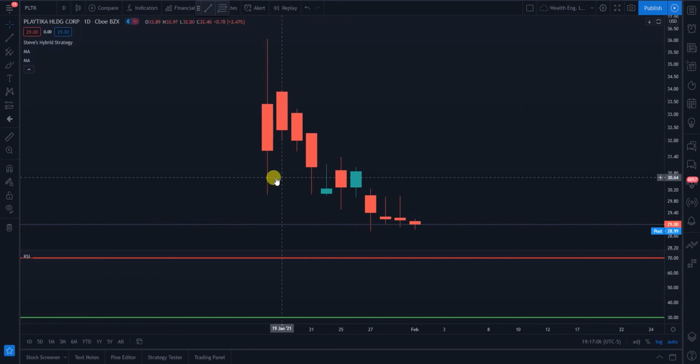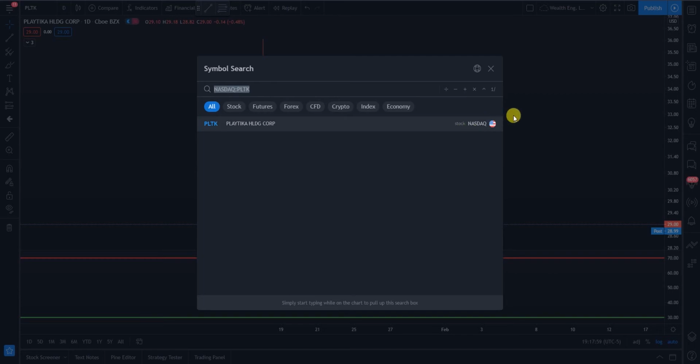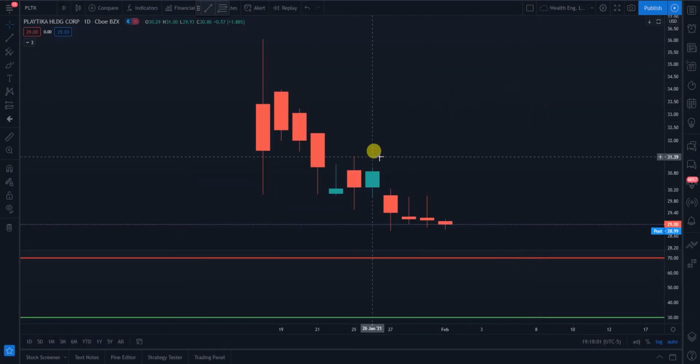So the first thing I like to do is look at the chart. And at a glance, this chart is way too early for me to even have enough data to do a proper analysis on a daily chart. If I understand correctly, this is a company that was listed maybe on January 15th. It's been listed on the NASDAQ, but we don't have enough data to do a proper technical analysis on a daily chart.